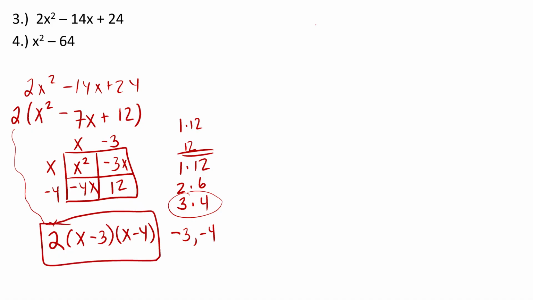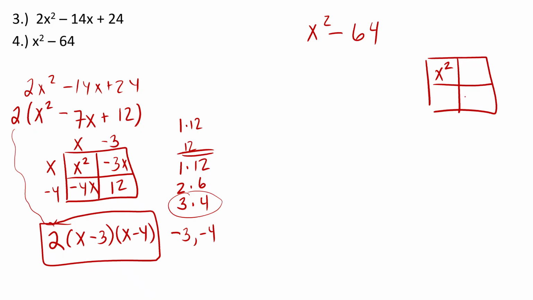Next one. Now, this is what we call a special case. This is the difference of squares, and this comes from conjugates. So here's the deal with this one. If you've got your x squared and your negative 64, whatever is here had to have canceled out. And so it would be positive and negative of the same thing because they ended up with a 0.